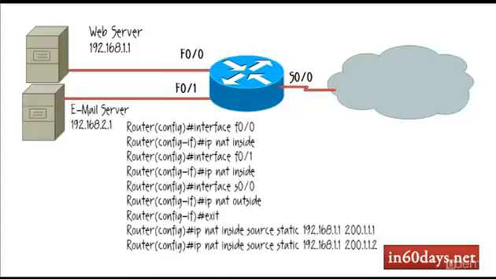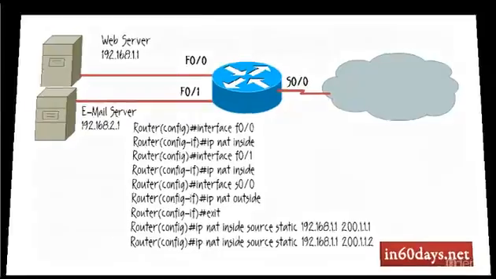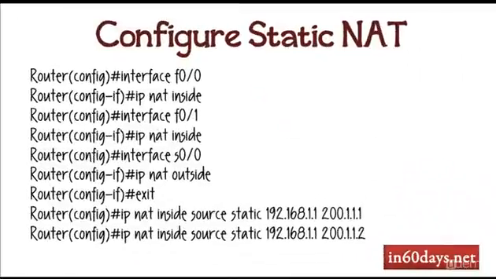So I'll put a configuration here, pause the video, and just have a look at what the configurations are. But you do need IP NAT inside and IP NAT outside commands. You can have more than one inside address, and then IP NAT inside source static, and then the address to translate from and to after that. And there's the configuration there, just a larger size font.